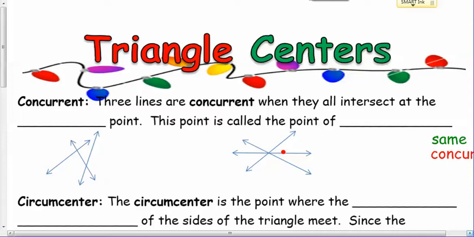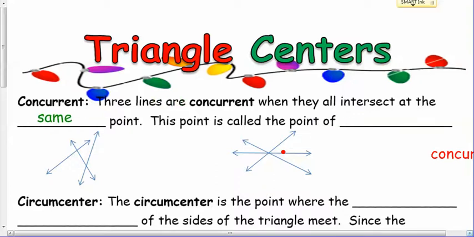Hey guys, today we're going to take a look at some triangle centers. The first thing I wanted to talk to you guys about is what it means to be concurrent. Three lines can be concurrent when they all intersect at the same point.